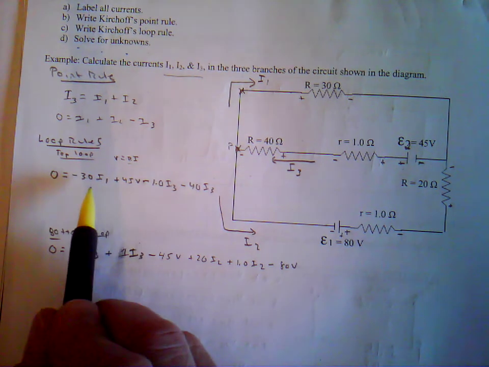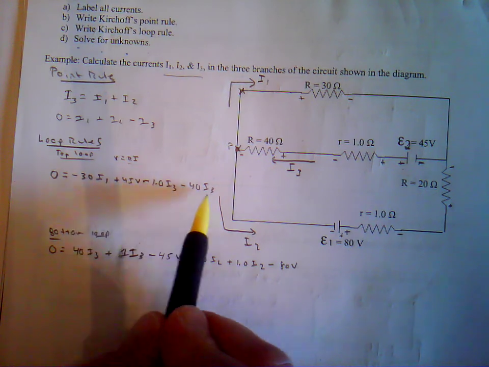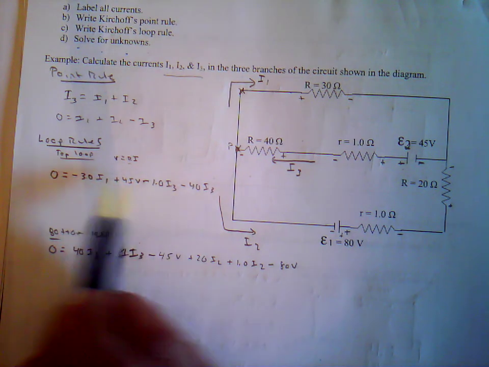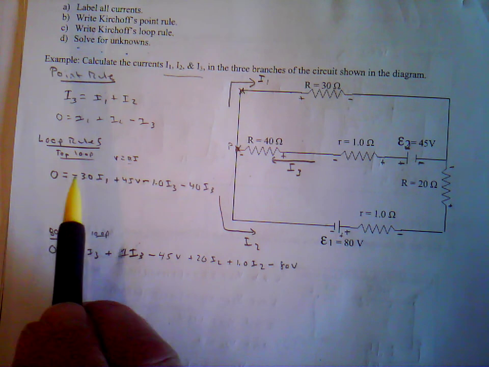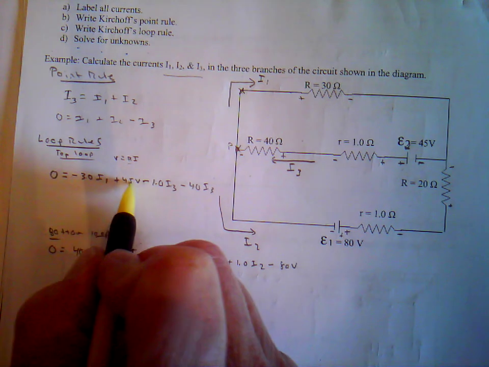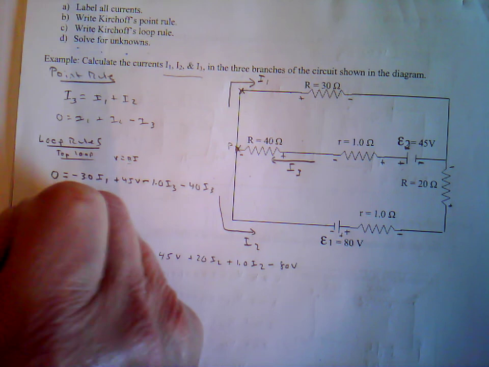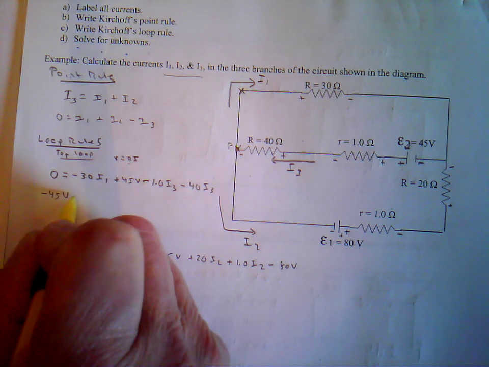I want all of my unknowns on one side, so all the resistance times current on one side, and all the known voltages on the other side. So I'm going to write this. Notice there's a 45 volt potential. I'm going to move that to the other side of the equation, so that's going to be negative 45 volts.